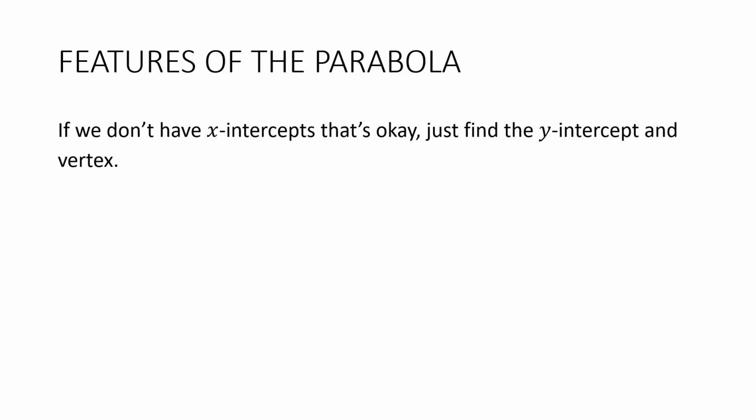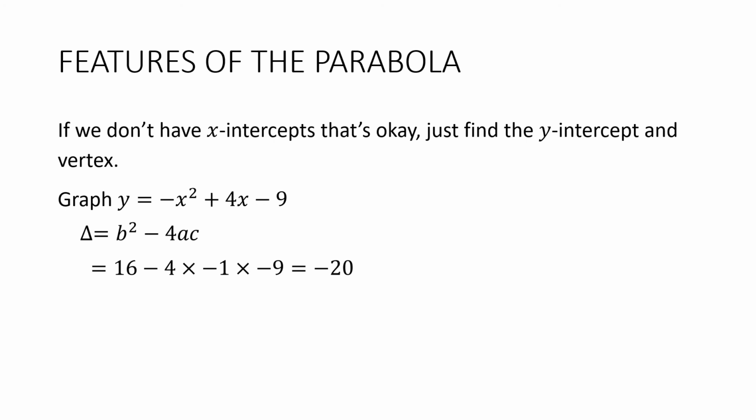Now, if we don't have x-intercepts, that's okay. What we do is just find the y-intercept and the vertex. So remember, some parabolas don't cut the x-axis. Do you remember why? It's when the discriminant is negative. Like this one, y equals negative x squared plus 4x take away 9. Have a look. b squared minus 4ac, substitute in, we get negative 20. Okay, there are no solutions to the quadratic formula, so it doesn't cut the x-axis.